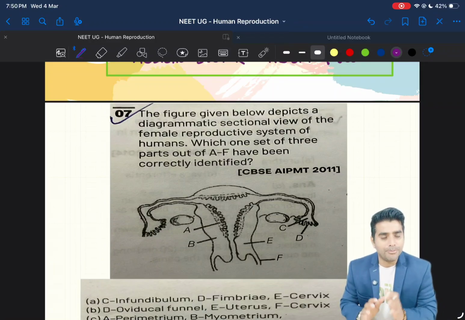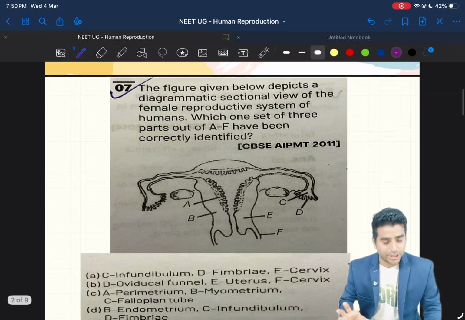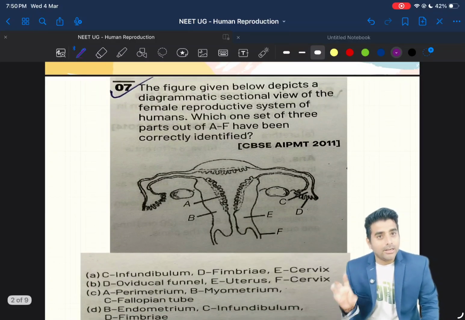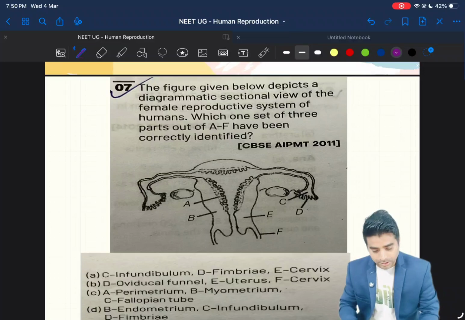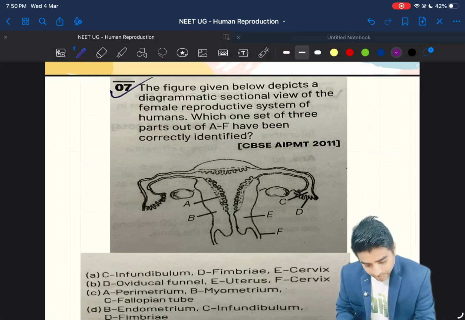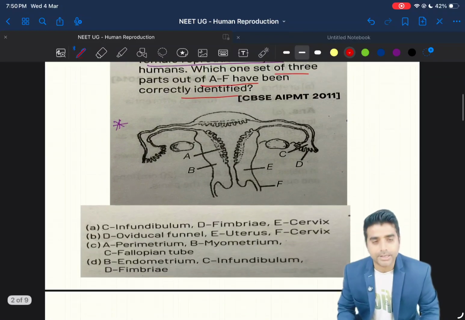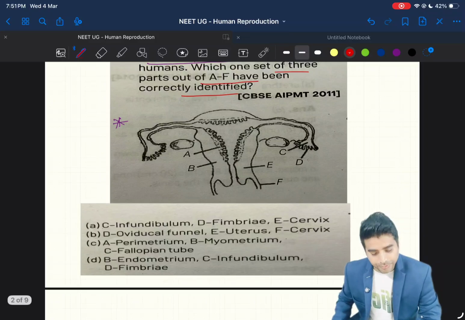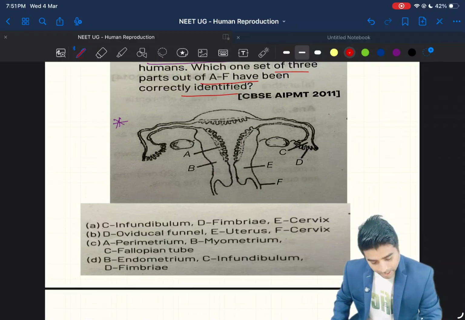Now, one of the important MCQs will be from human reproduction, and especially they target the female reproductive organs. Now see, they have given one important figure, and in this figure they are talking about the female reproductive system. Which one of the set of 3 parts of A to F have been correctly identified? That means we need to identify the different parts marked in this picture.